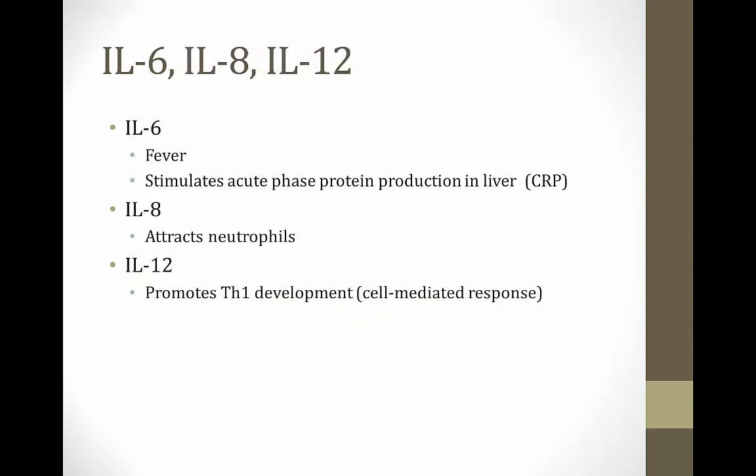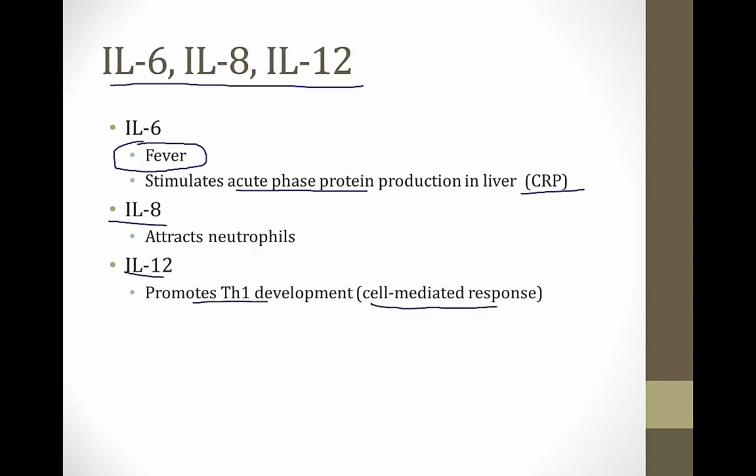Other cytokines produced by macrophages include IL-6, IL-8, and IL-12. IL-6 is also a pyrogen like IL-1. It causes fever. IL-6 also stimulates the liver to synthesize acute phase proteins like C-reactive protein, which become elevated when there is inflammation in the body. IL-8 attracts neutrophils, and IL-12 is important for promoting the development of the Th1 subset of T cells, which is part of the cell-mediated response.